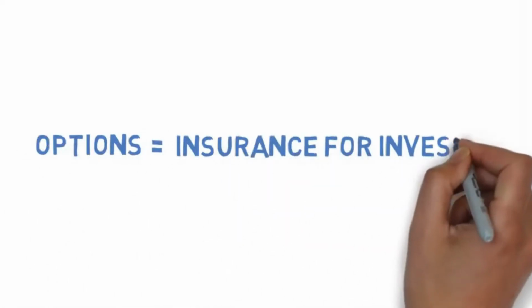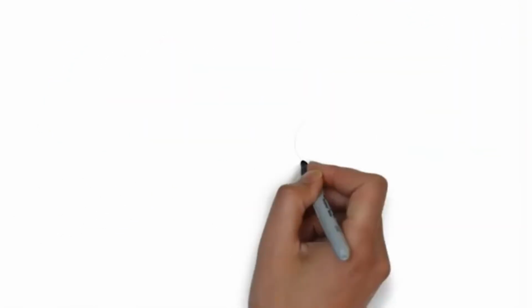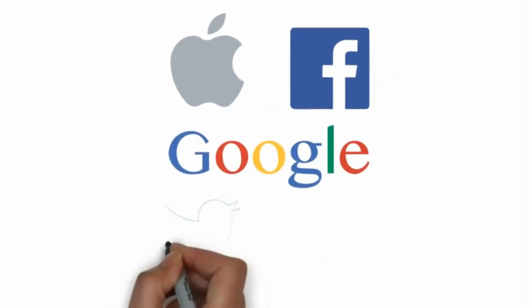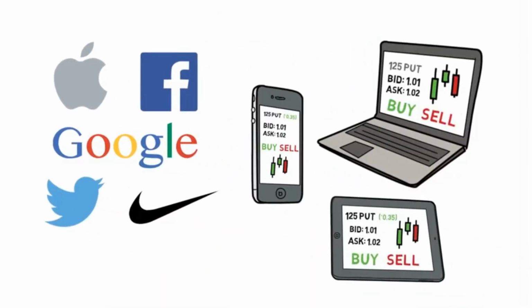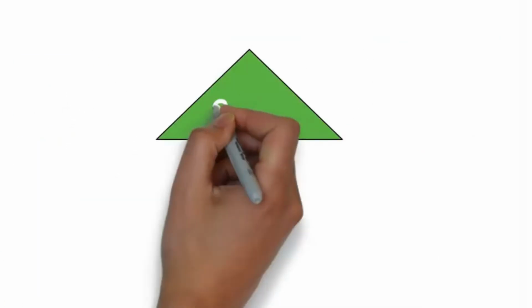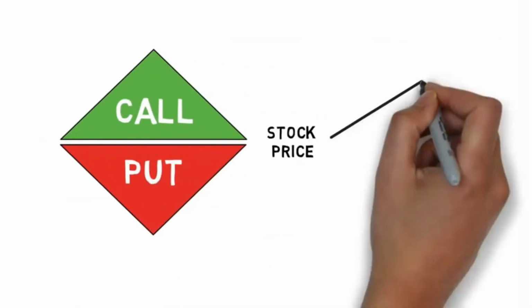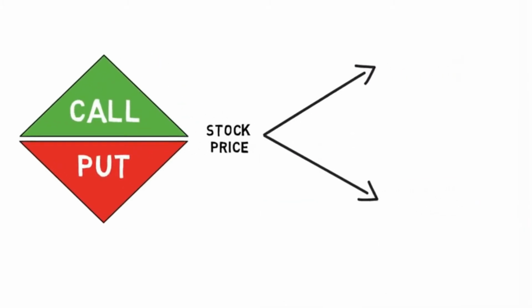Now that you understand why options exist, I'm going to show you ways you can trade options to make a profit. Most of your favorite companies that you use every day have stock options, and you can trade them right from your computer, cell phone, or tablet. There are two types of options: calls and puts. If you buy a call, you want the stock to go up. If you buy a put, you want the stock to go down.